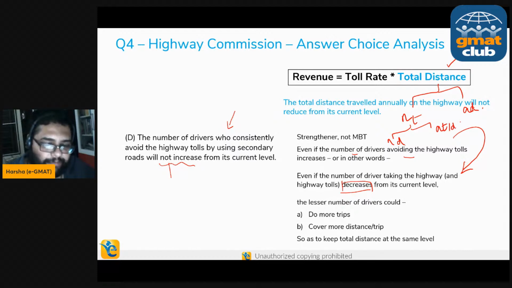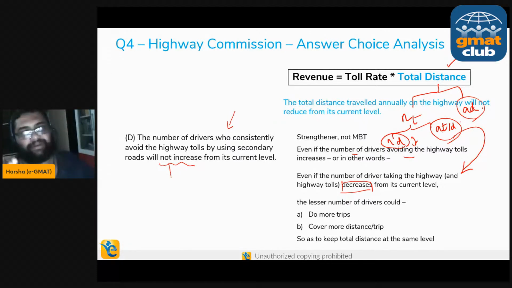So even if my number of drivers taking the highway decreases from its current level, I could do on average more trips. Or even if I'm not doing more trips, I could cover more distance in the few trips that I'm doing. Either way, my total distance still remains the same. As long as my total distance remains the same, my revenue can increase by 50% or more. My conclusion can still hold true. Option D also does not work.